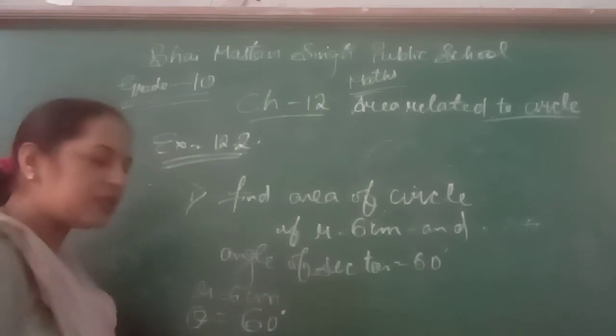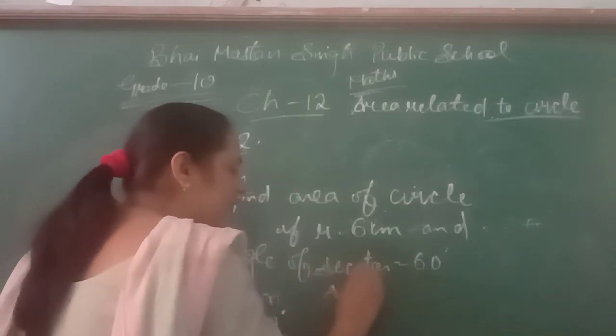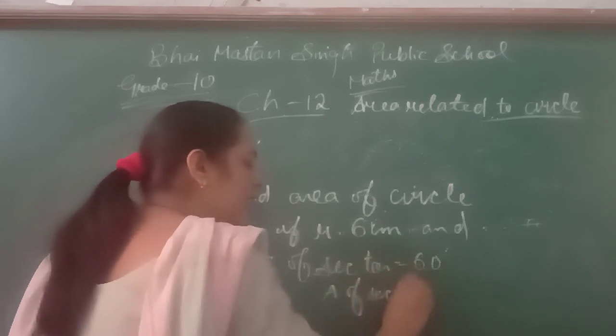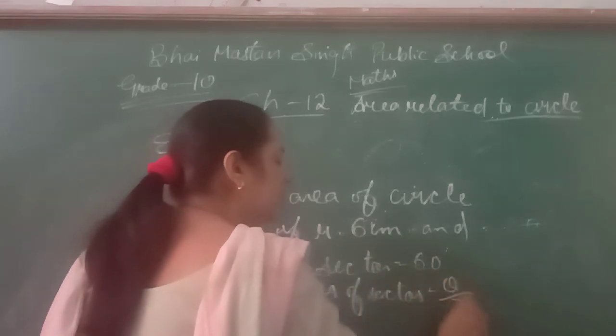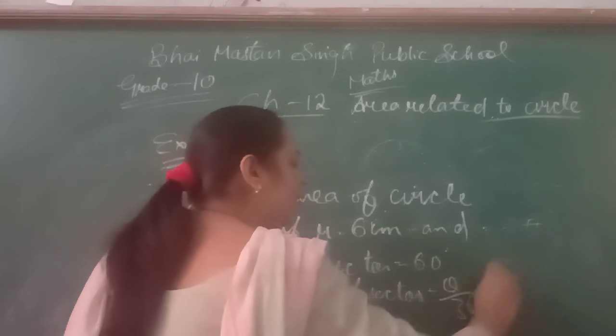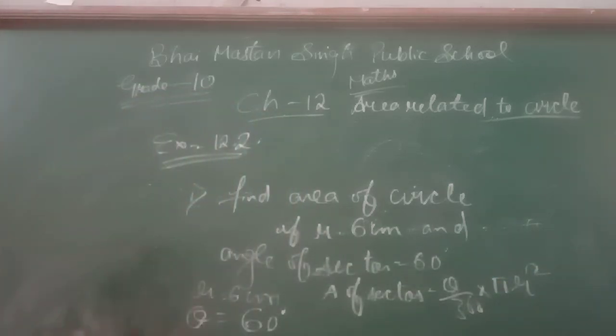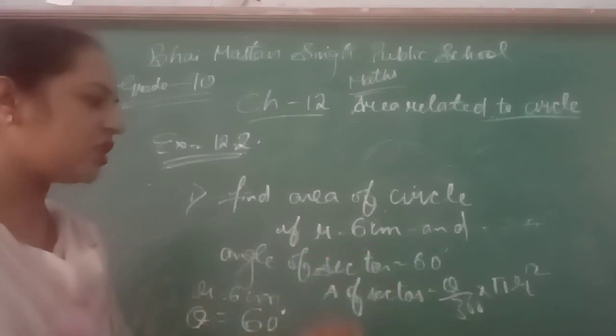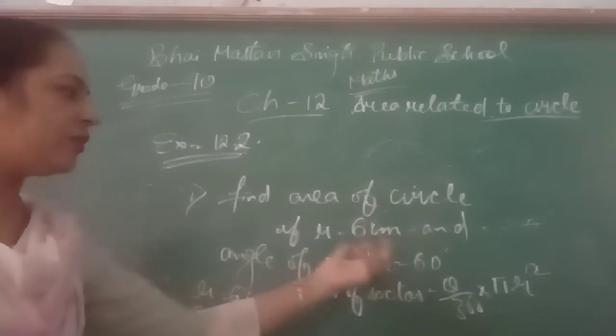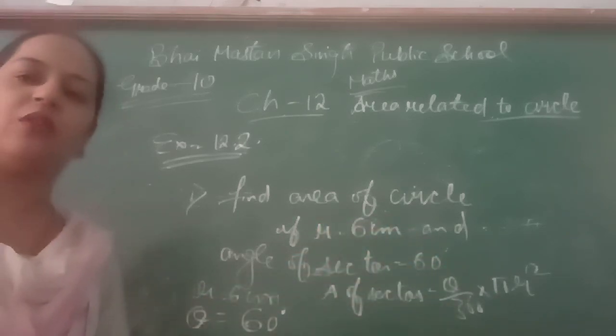So the formula for this: we have to find out the area of sector, which is equal to theta by 360 into pi r square. And pi is a constant value, 22 by 7. Theta is 60 degree and 360, we will put the value of radius 6 into 6, and we will get your answer.